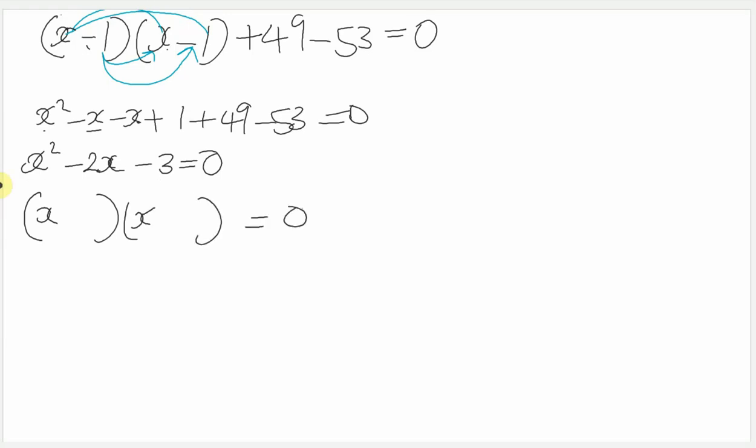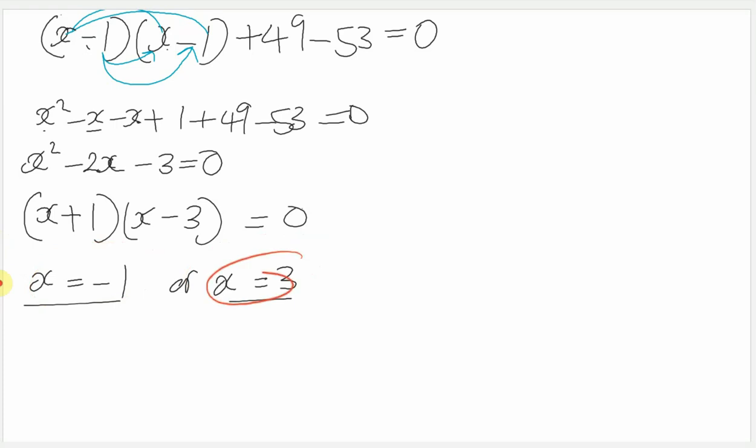Remember, this side is equal to 0. Then I'll have 3 and 1, and this side will take a negative sign, this other side will take a positive sign, and then you solve so that you have x is equal to negative 1 or x is equal to positive 3. So remember, these are just suggested solutions. We have to actually take the correct answer for the value of x on our coordinate D.